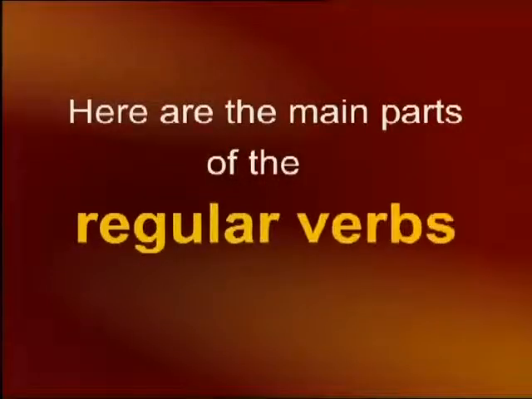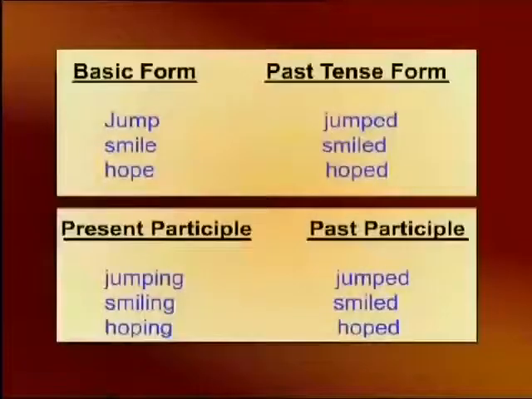Now, on your screen, you will see the main parts of the regular verbs. Three regular verbs are given: jump, smile, and hope. And look at the four basic parts. The first is the basic form, next is the past tense form, followed by the present participle, and then the past participle. You have jump, jumped, jumping, jumped. Smile, smiled, smiling, smiled. Hope, hoped, hoping, hoped.